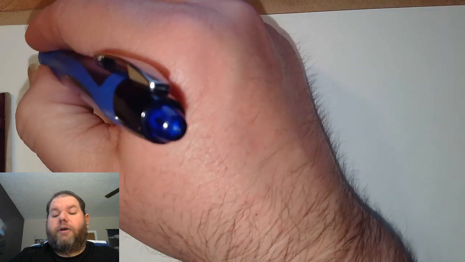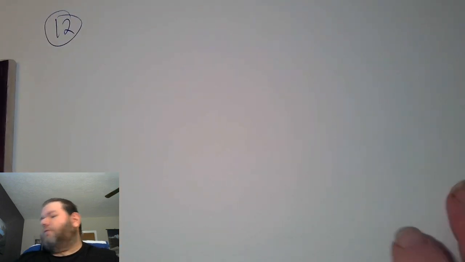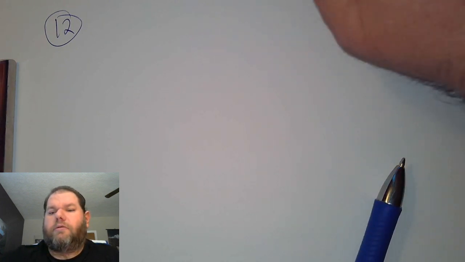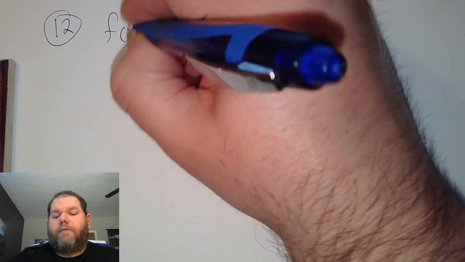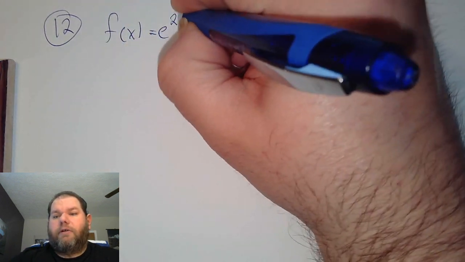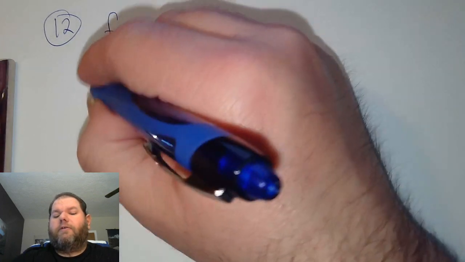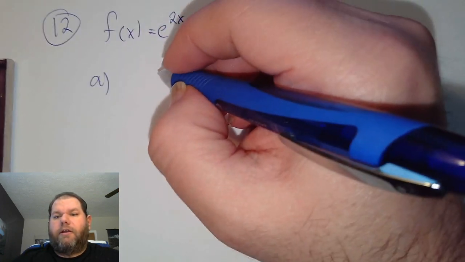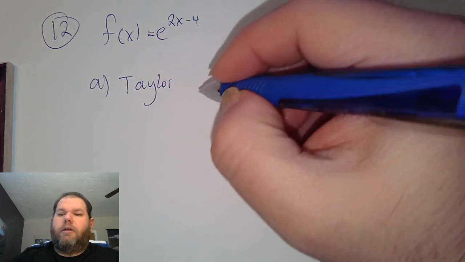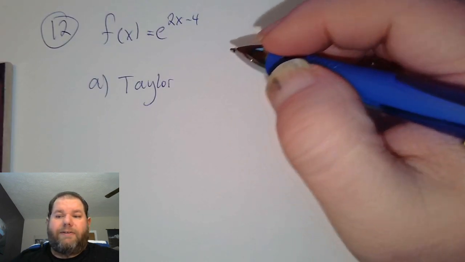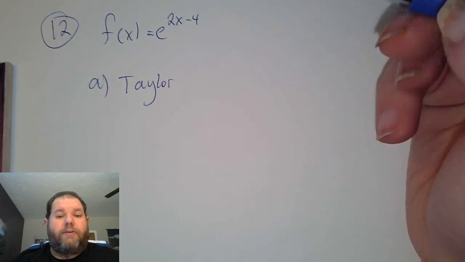Let's move on to 12. If f of x equals e to the 2x minus 4, we want a Taylor polynomial for f of x centered at x equals 2 and using n equals 4.